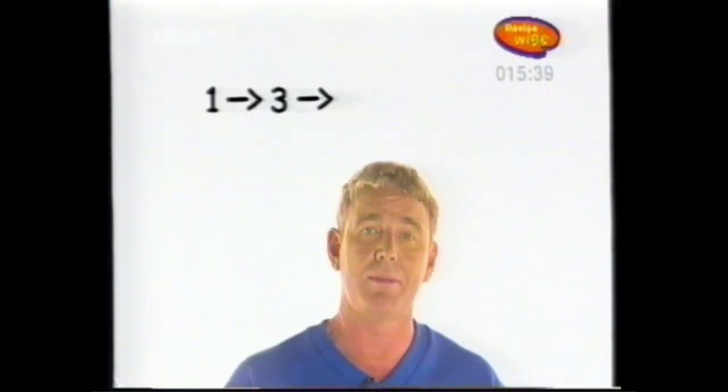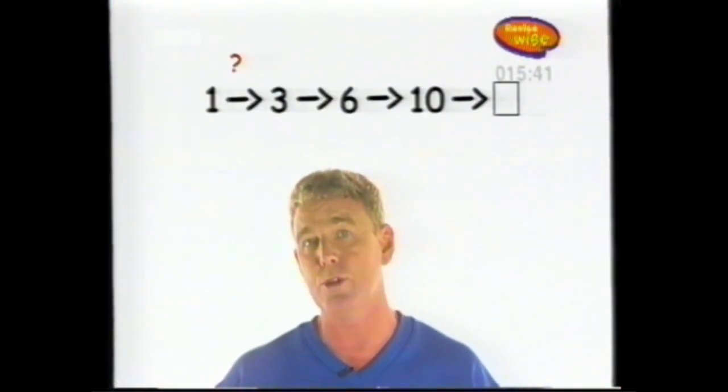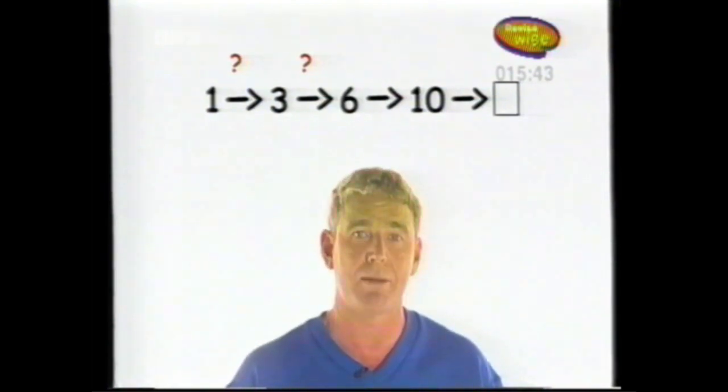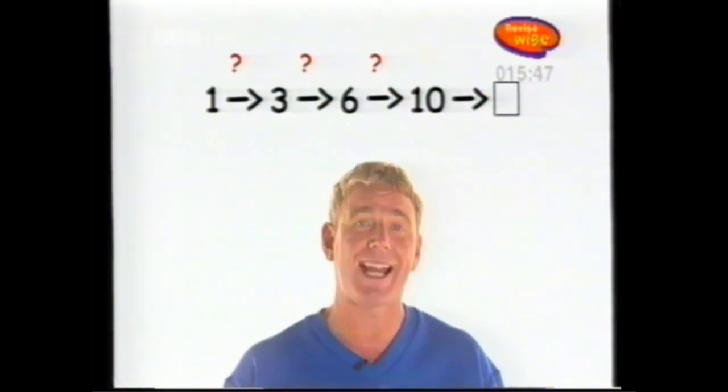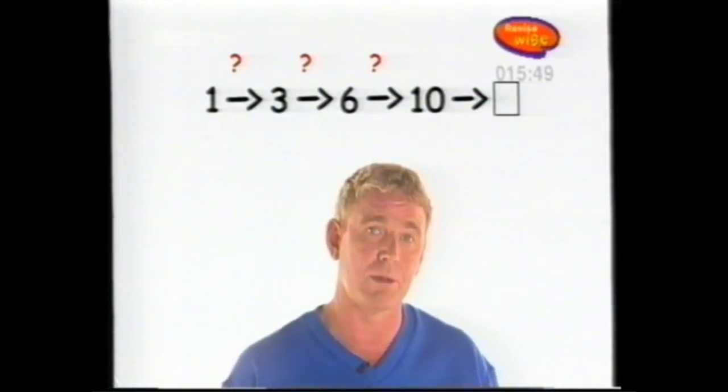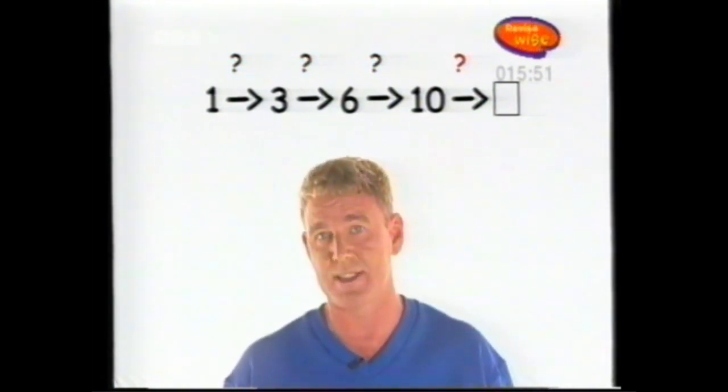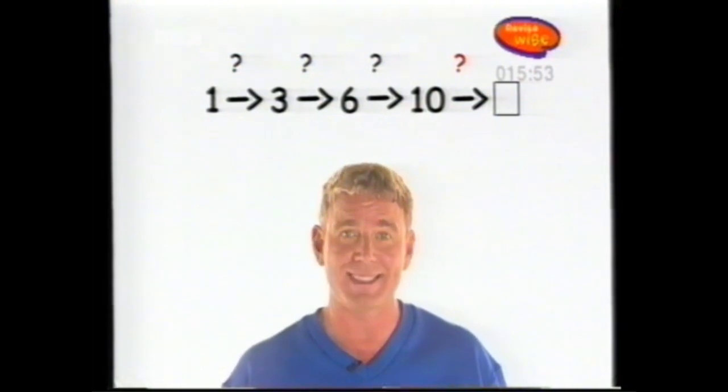To help answer this problem, you need to work out some kind of rule about what's being done to each number in the sequence to turn it into the next one. Now, once you've cracked the code and worked out the rule, you can apply it to the last number of the sequence, and that will give you the missing number at the end.